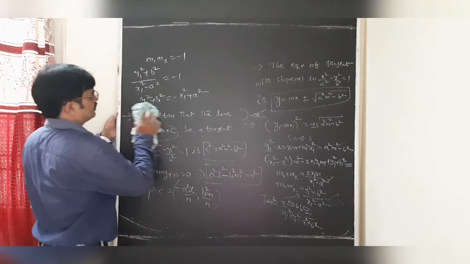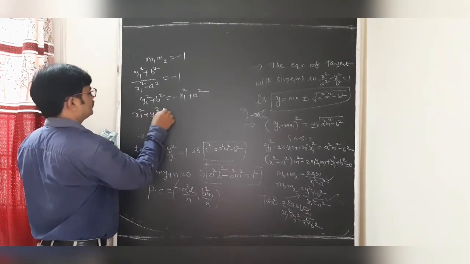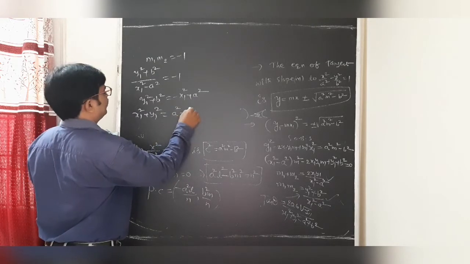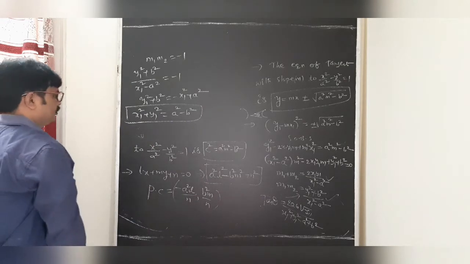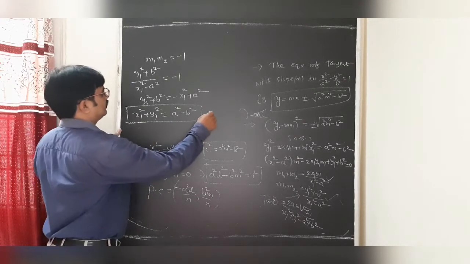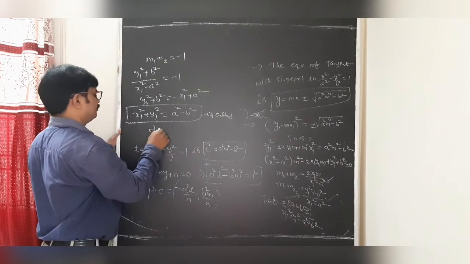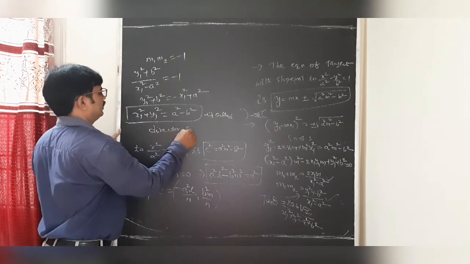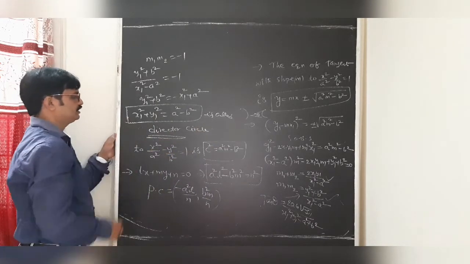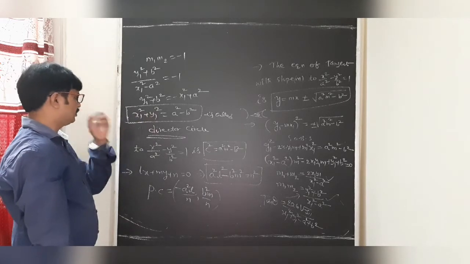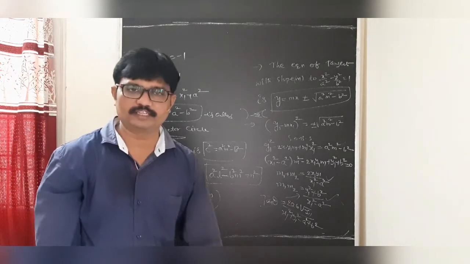Dear students, what is the equation? We get x1 square plus y1 square equal to a square minus b square. This is called the equation of the director circle of the hyperbola. The locus of P is x square plus y square equal to a square minus b square.